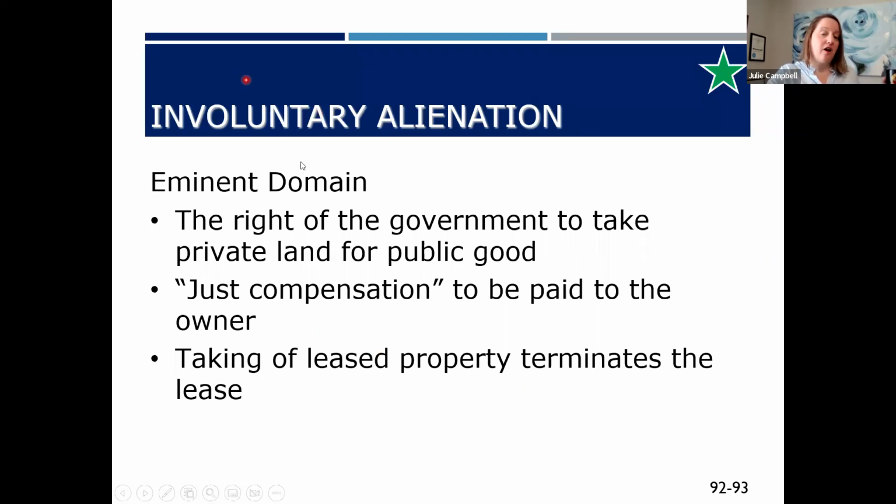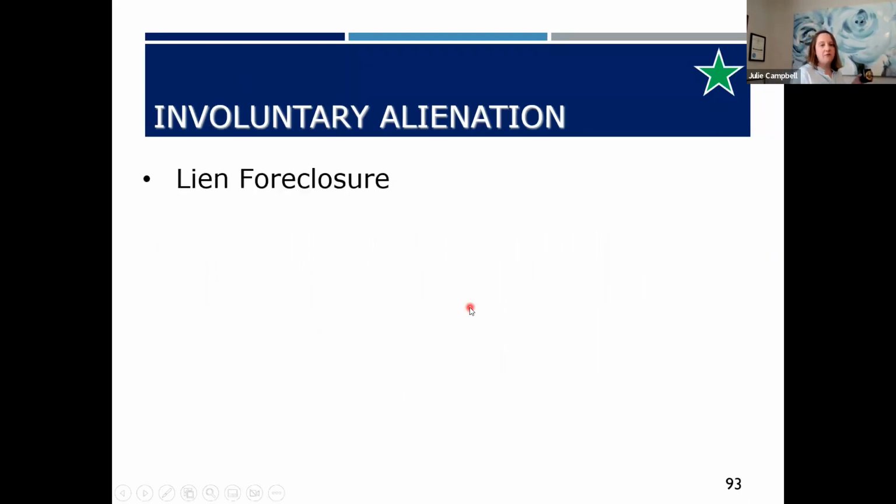Another way you can lose your property involuntarily is by foreclosure. Failure to make your mortgage payment, for example, the lender may foreclose on you. If the lender forecloses on you, they take your property so they can turn around and sell it and get their money back. I'm going to talk about the lender and foreclosures when we get to units 14 and 15.